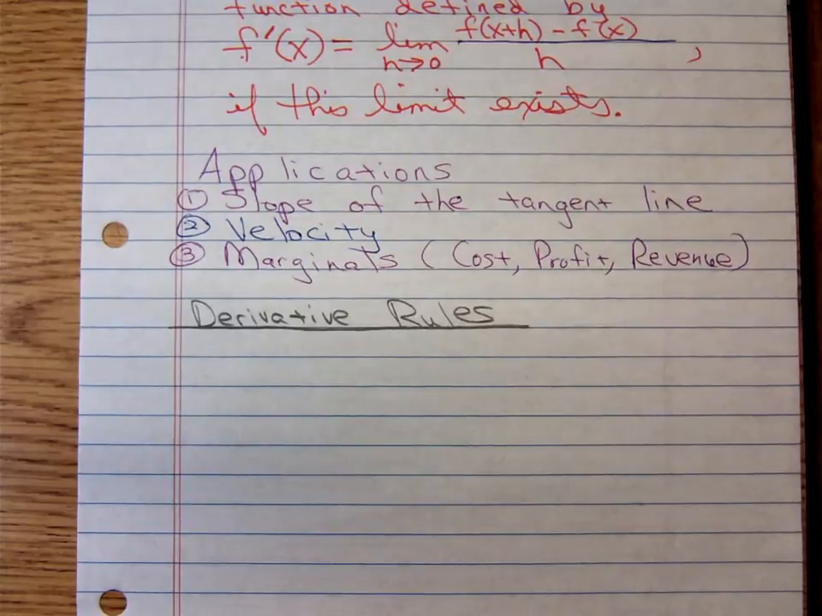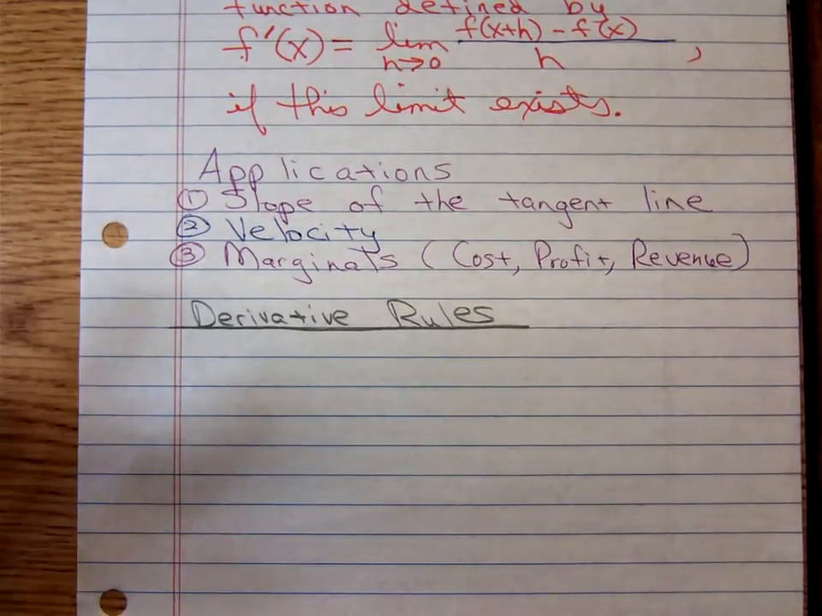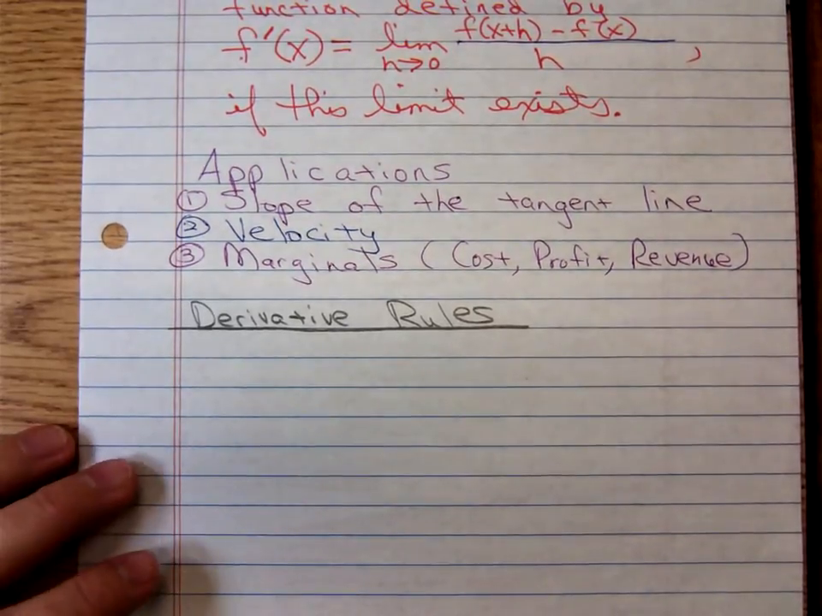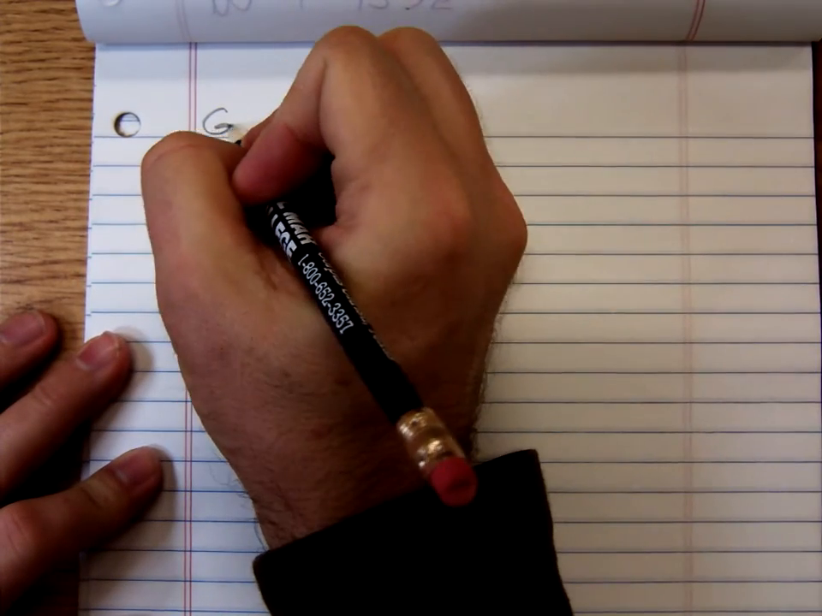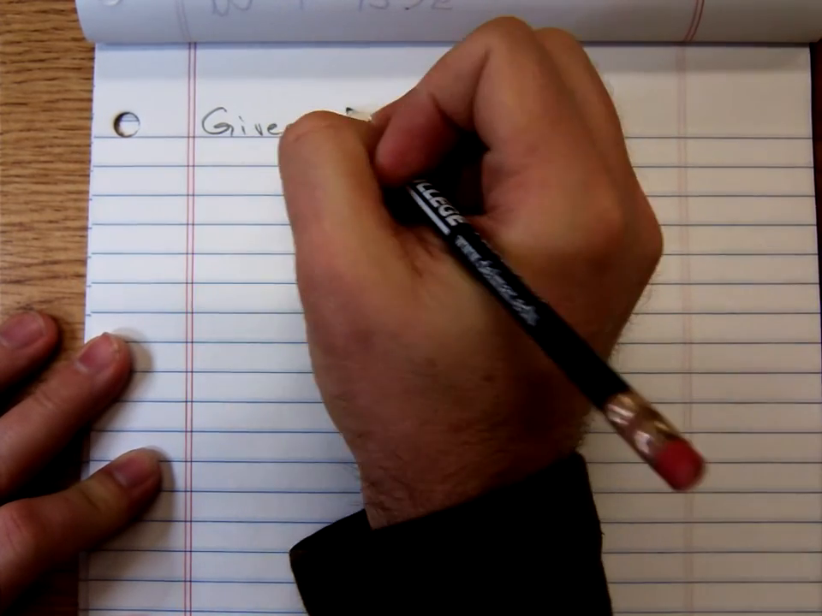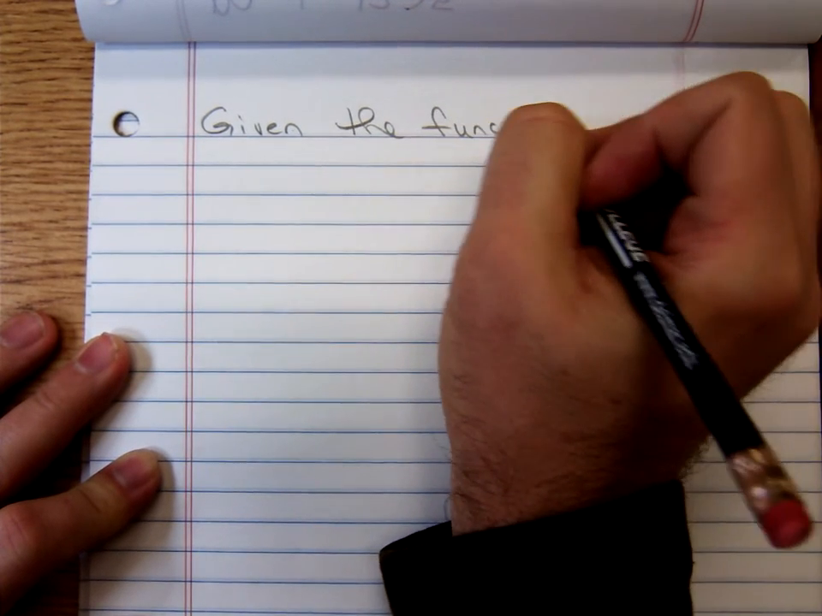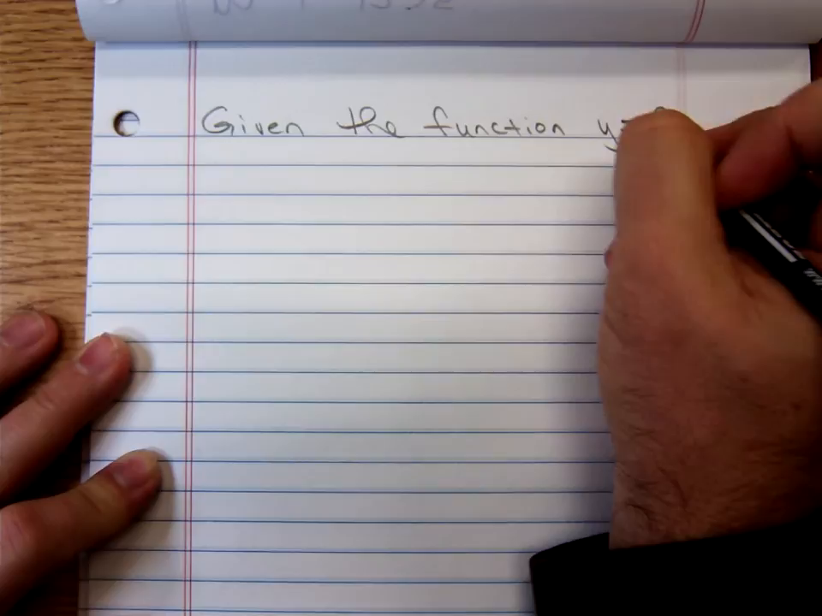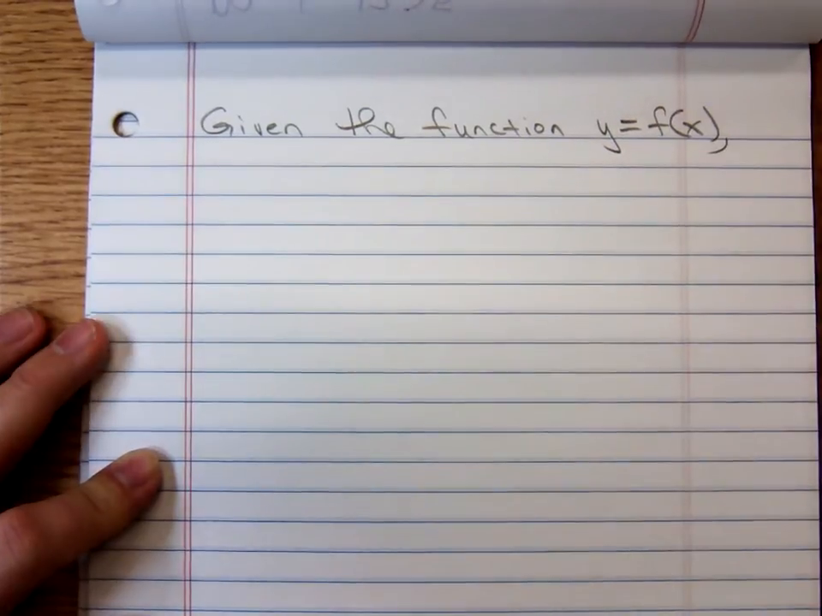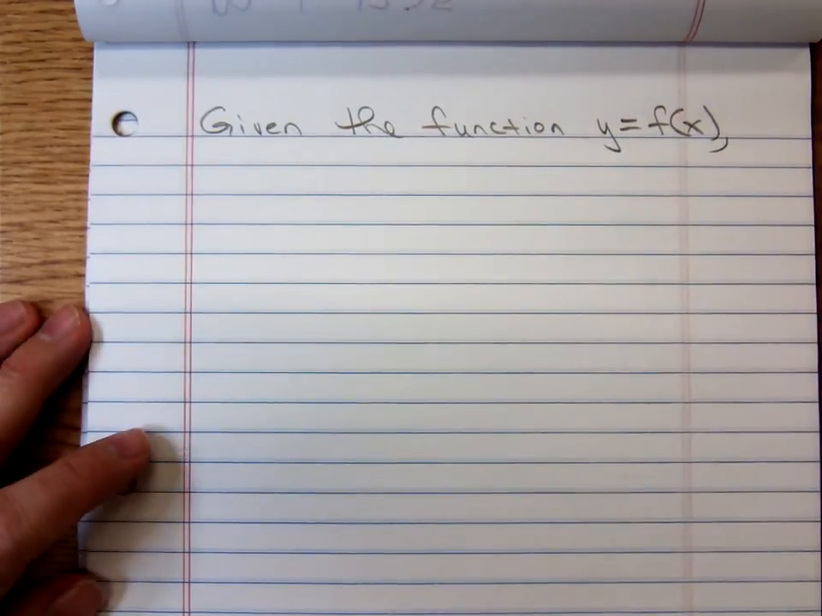I have some notation. Before I state my derivative rules, I need to mention some special notation that I use for derivatives. Given the function y equals f of x, the following represent the derivative.